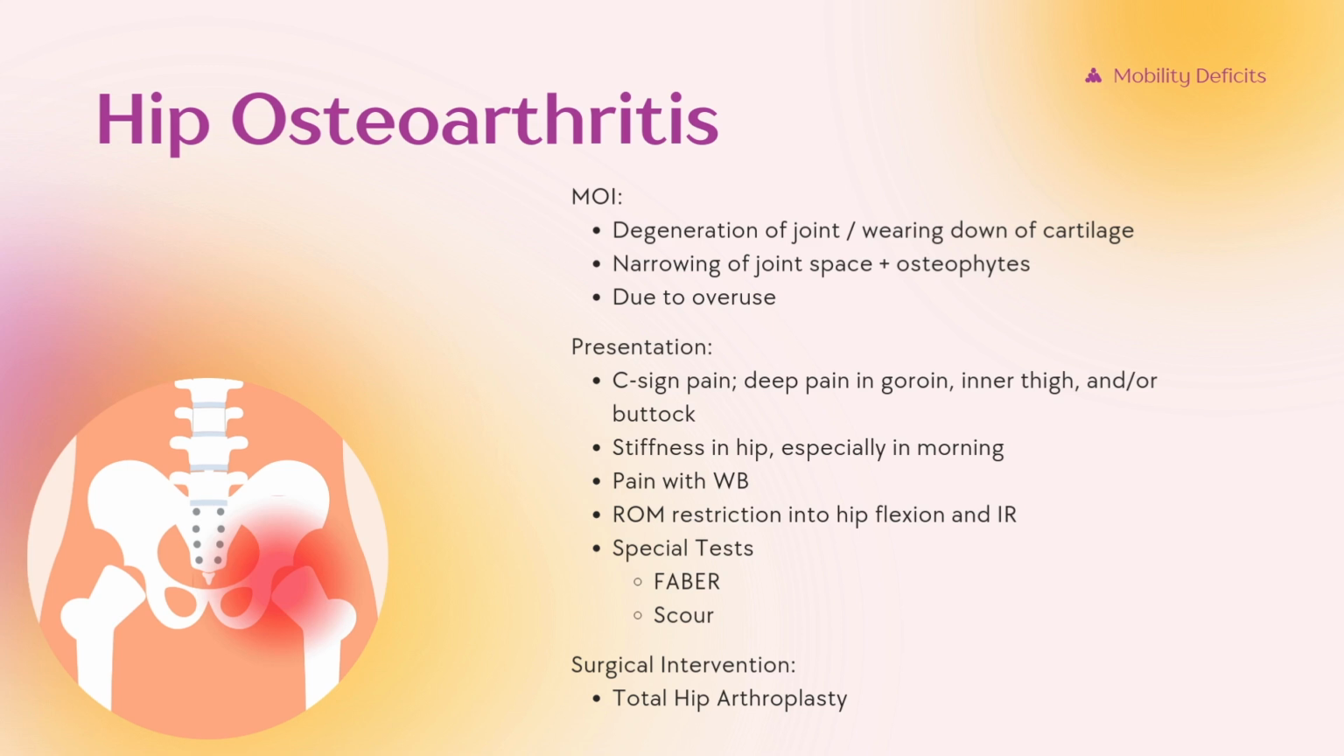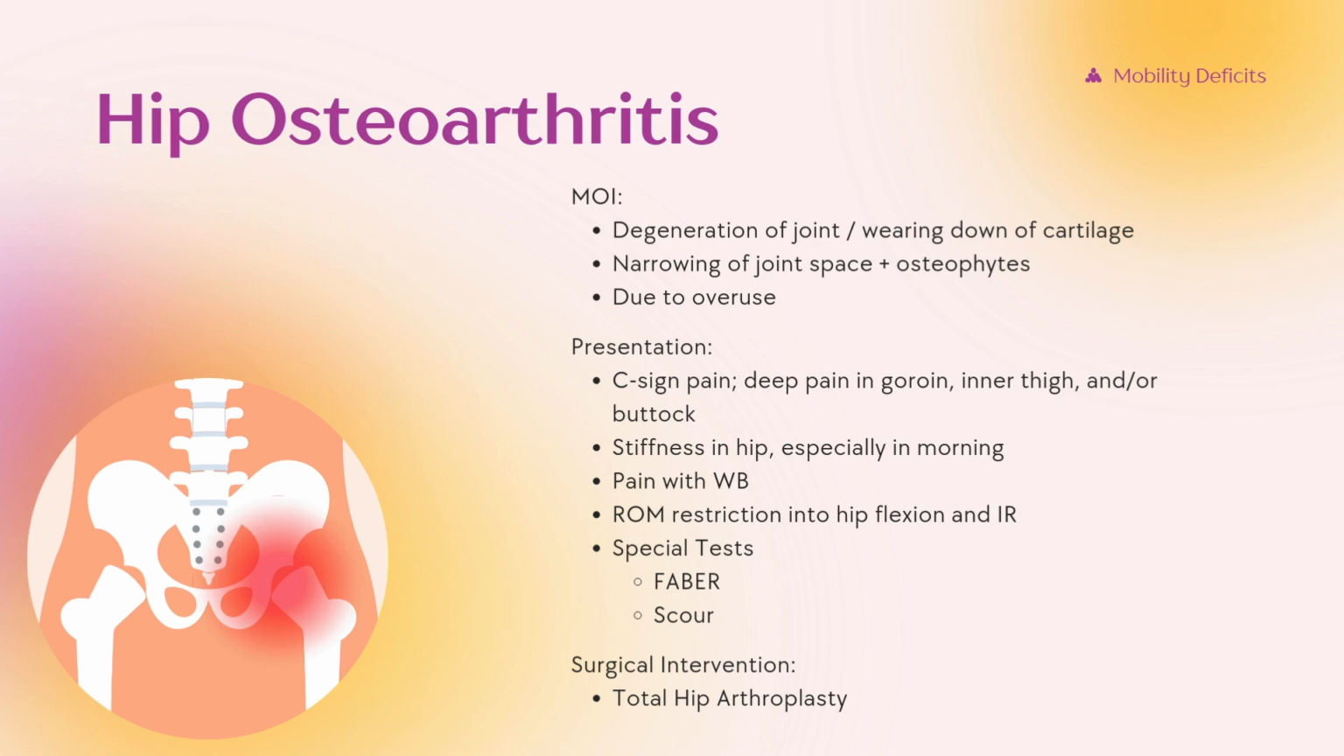Scour is performed in supine as well, where you maximally flex the hip with hip adduction. Apply an axial force along the femur as you move in an arc from adduction to abduction. A positive scour would be deep pain in the hip or clicking and catching.